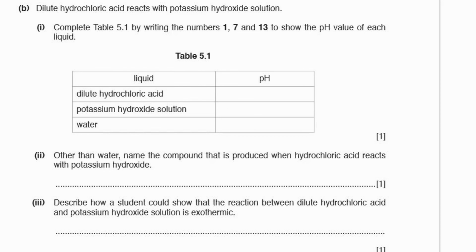So dilute hydrochloric acid, well, that's very acidic. And acidic things are closer to the bottom end of the scale, so that's a 1. Potassium hydroxide solution is very alkaline, so that's a 13. And water is neutral, so that's 7. All right. Other than water, name the compound that is produced when hydrochloric acid reacts with potassium hydroxide.